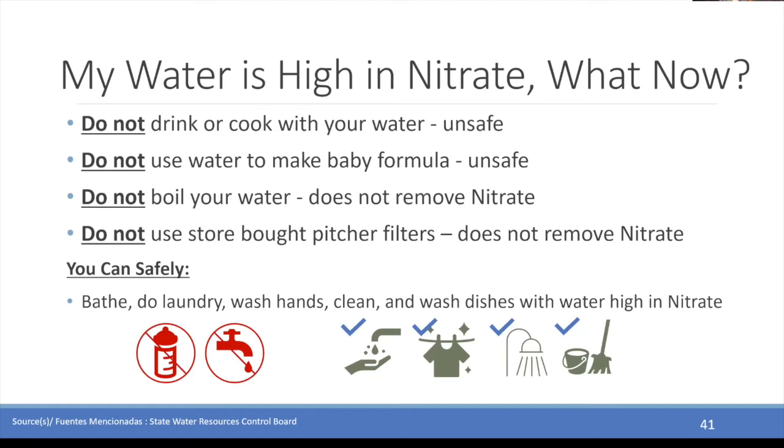It is safe to bathe, do laundry, wash your hands, clean, and wash dishes with water that is high in nitrates.